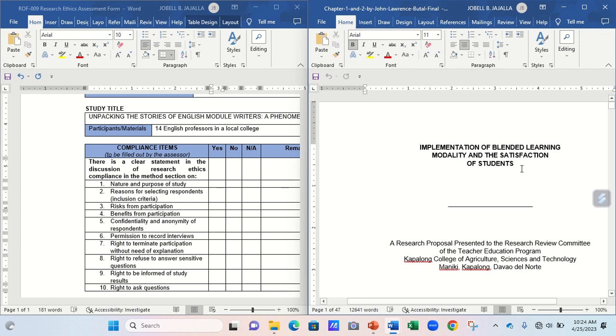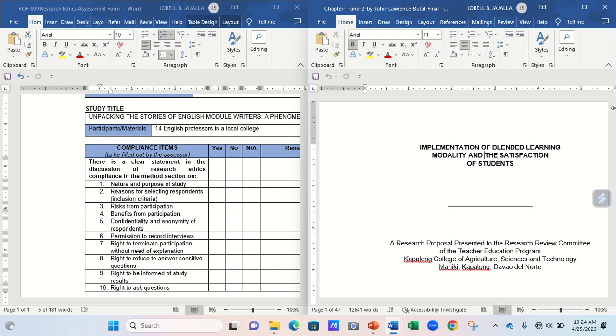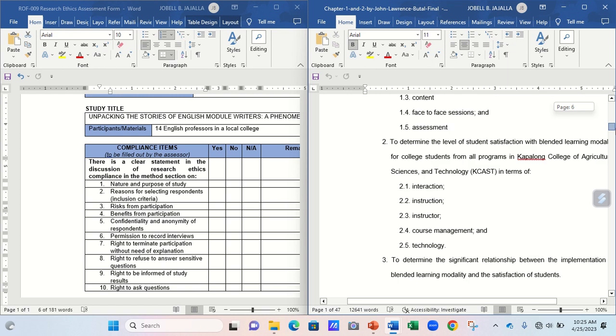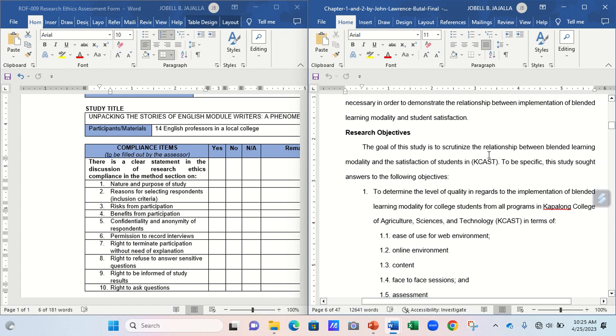So in this segment now, we'll start, of course, with item number one, the nature and purpose of the study. Here in the nature and purpose of the study, you have to look at the research objectives. So the goal of this study is to scrutinize the relationship between blended learning modality and the satisfaction of students in KCAST.